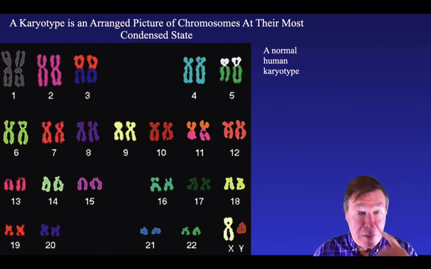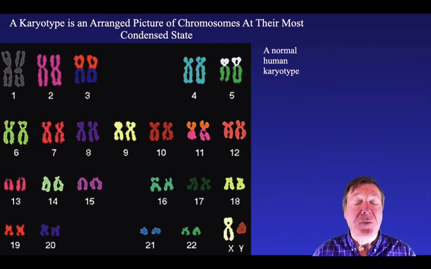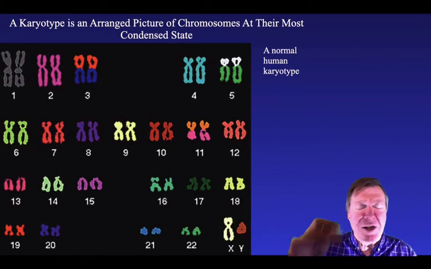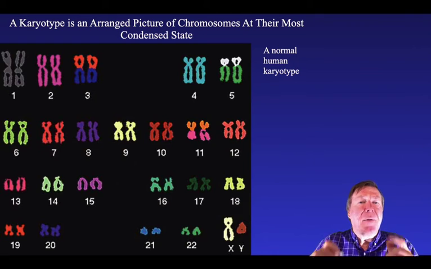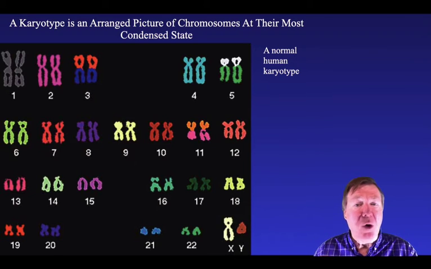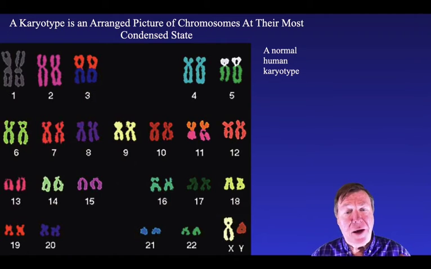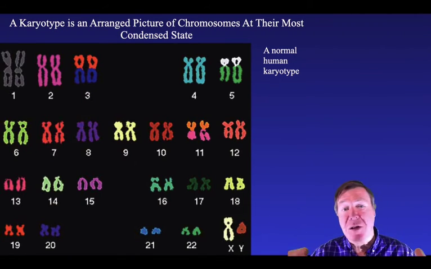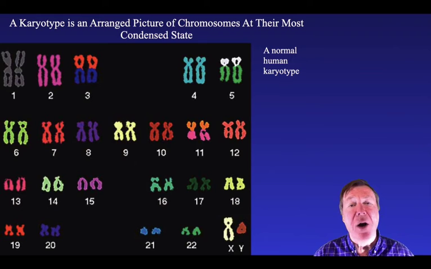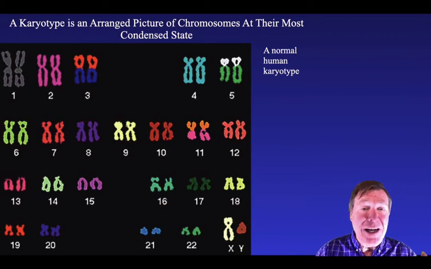In our body, we have 23 pairs of chromosomes, or 46 chromosomes. Something to start thinking about. You get half of your DNA from your mom and half of your DNA from your dad. This is called a karyotype. A karyotype is an arranged picture of chromosomes at their most condensed state. That's okay. Really what it is, it's an image of the chromosomes arranged by size.